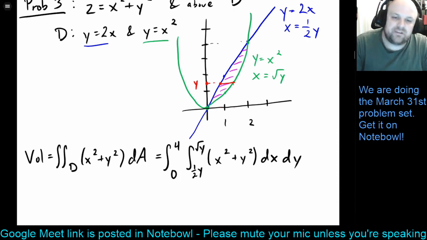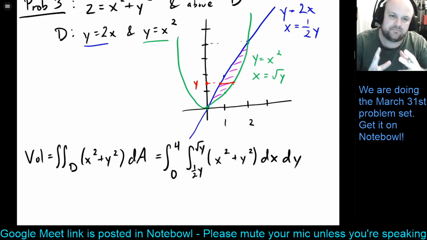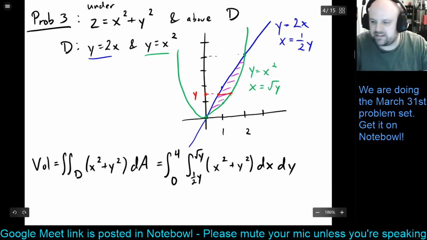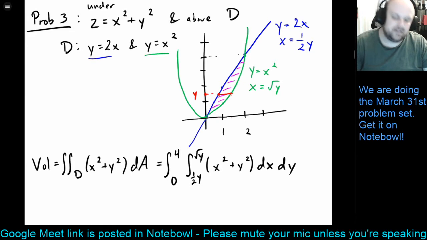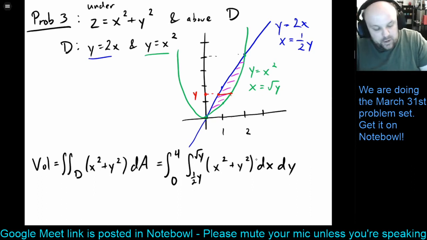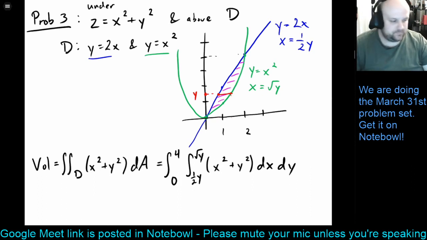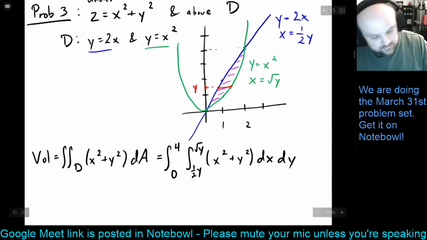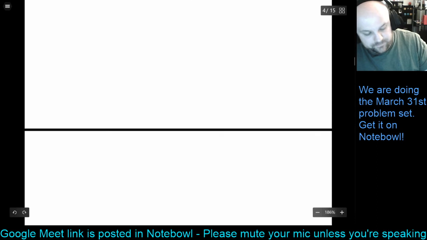Right? So really all we're doing here is just trying to describe our region. Okay, so I'm going to leave it at that, because at this point it's just single variable calculus and computation. I think that's less important than knowing how to set this up. Okay.